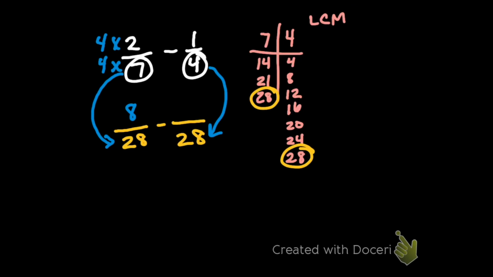On the second fraction, I went from 4 to a 28. Well, mathematically, 4 times 7 is 28. And whatever I do to the bottom, I have to do to the top because it's an entire fraction. So 1 times 7 is 7. So from here, all you have to do is subtract. 8/28 minus 7/28 is 1/28.